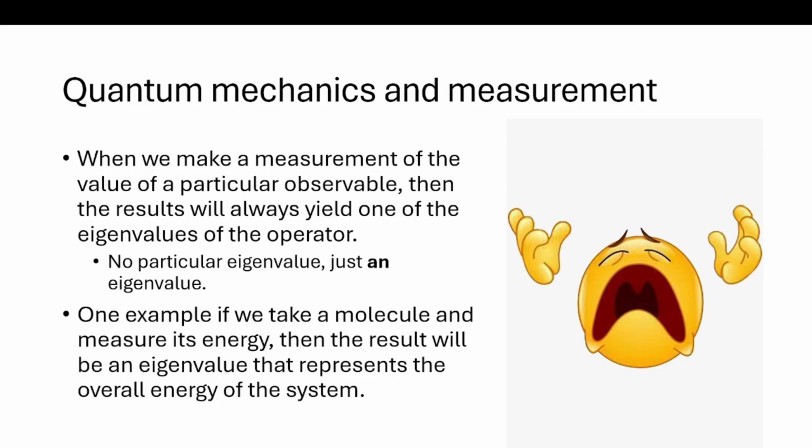Now, here's another postulate about quantum mechanics. Whenever we make a measurement of the value of some observable, like when we take the Hamiltonian operator and apply it onto the wave function, the result will always be one of the eigenvalues of the operator. It's no specific eigenvalue, it's just an eigenvalue. One example is if we have a molecule and we measure its energy, say using the Hamiltonian operator, then the result will be some eigenvalue that represents the overall energy of that system.